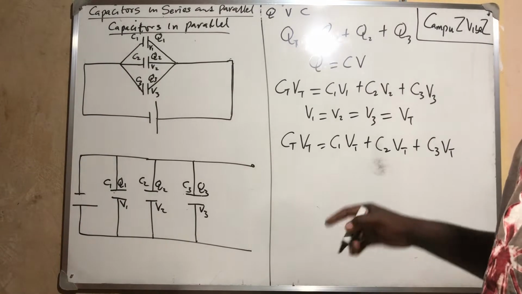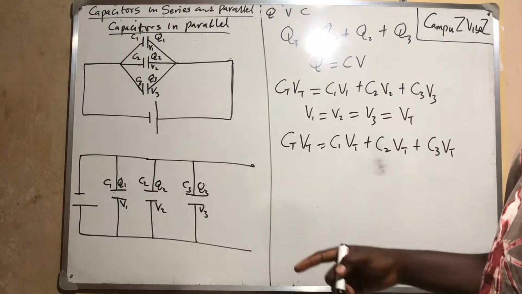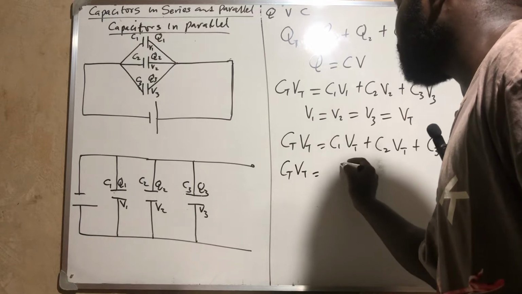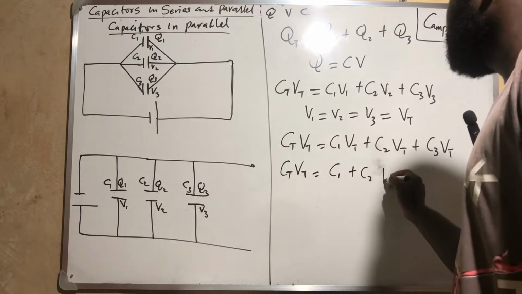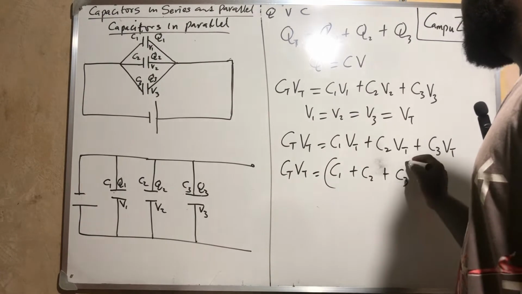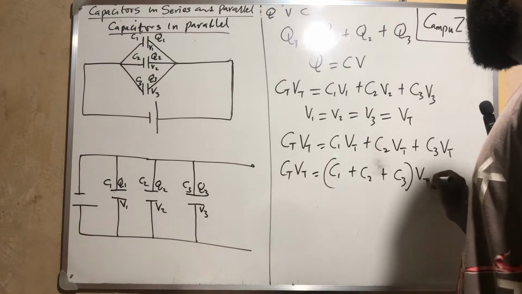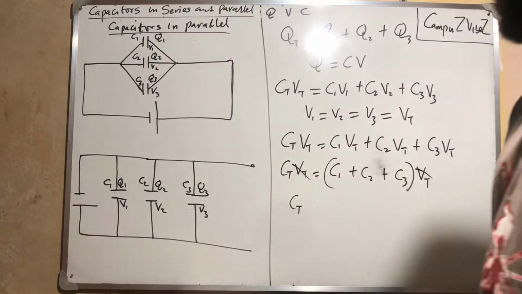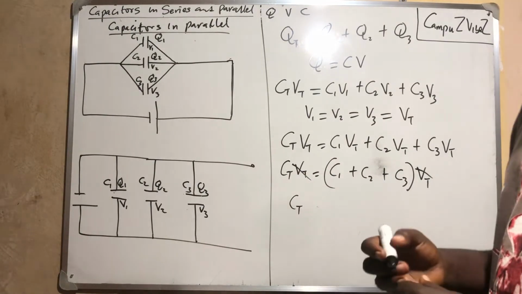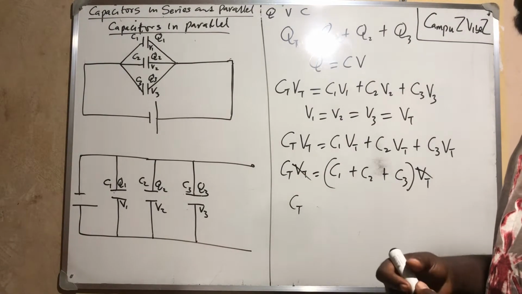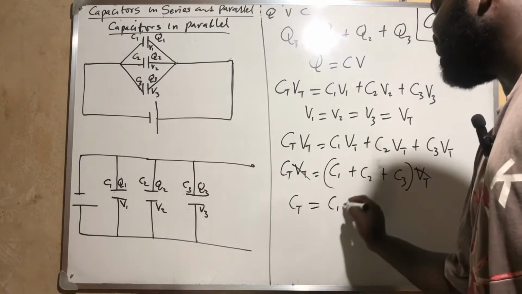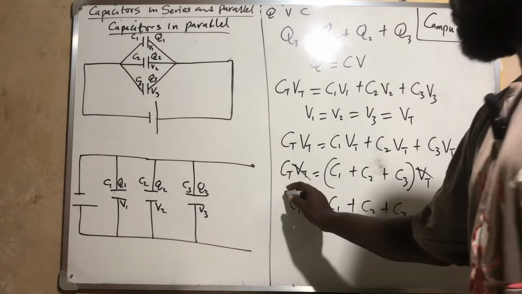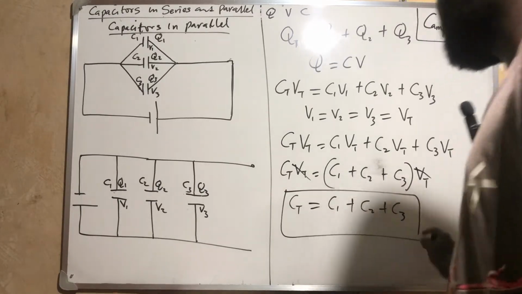All right. So if you see that they have VT in common, I can factorize. So I have CT VT is equal to what? C1 plus C2 plus C3, all in bracket of VT. So if VT can cancel VT, we are seeing that for capacitors in parallel, to get their total capacitance or their equivalent capacitance simply means to just add them up: C1 plus C2 plus C3. Okay, that is that for capacitors in parallel.